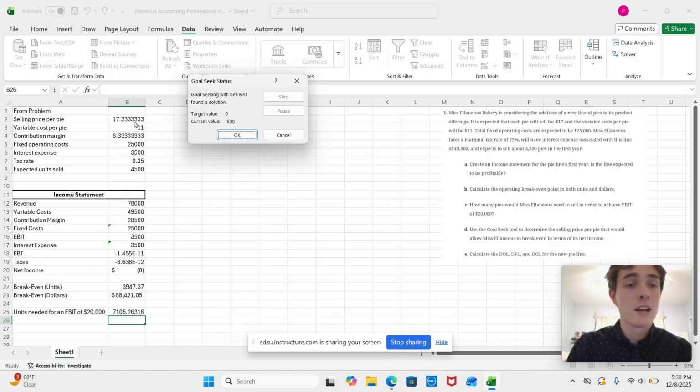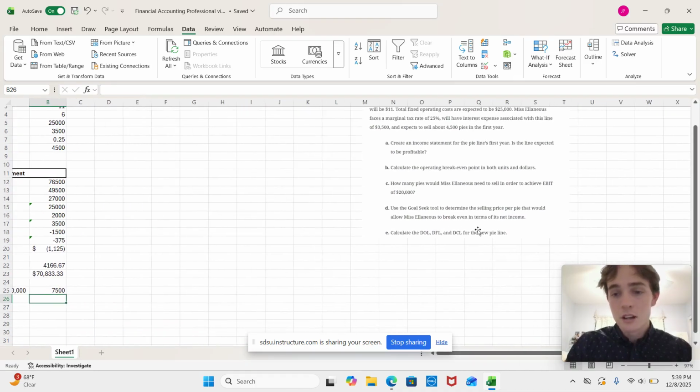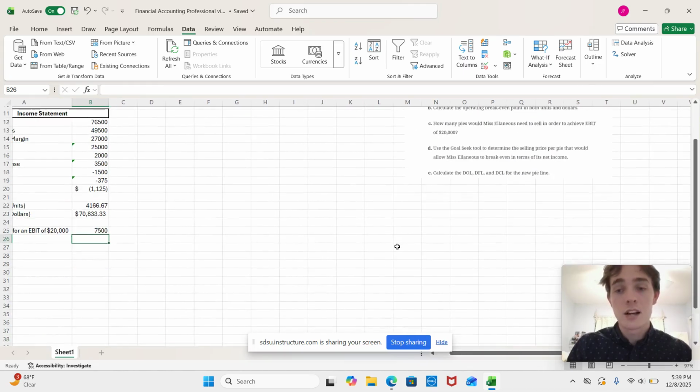$17.33 per pie. So what this means is that in order for us to break even and get a net income of 0 and a net loss of 0 and just kind of be even with everything, we would need to sell each pie for $17.33. Okay, so now I'm going to click cancel for this one so everything can go back. And now we are going to move to question E, which is calculate the DOL, DFL, and DCL.